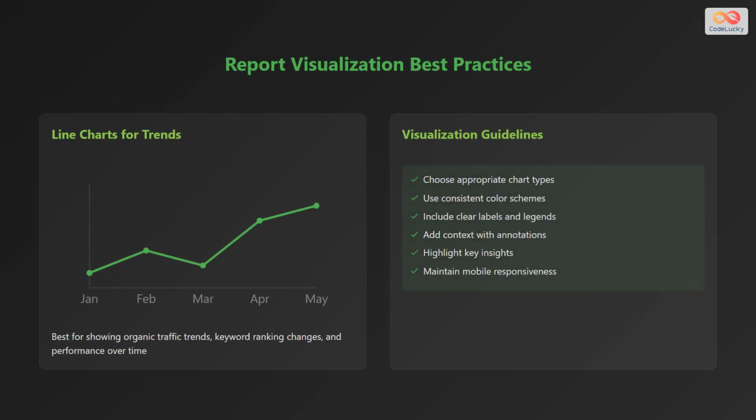One of the most critical aspects of an SEO report is the way data is visualized. Choosing appropriate chart types such as line charts to represent trends is a good practice. Also, the report should use consistent color schemes. Clear labels and legends should be included with annotations. The key insights should be highlighted. And finally, the report should be responsive across all the devices.